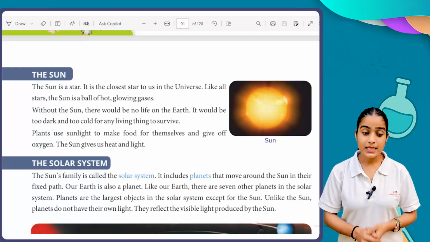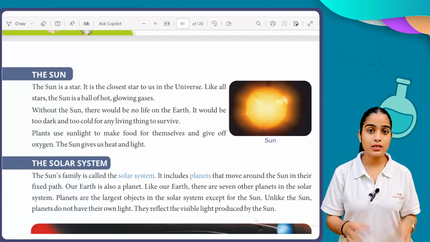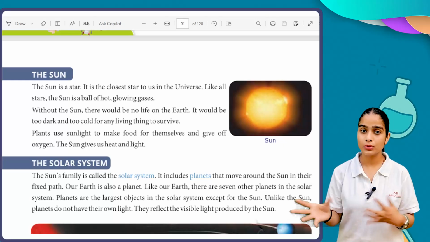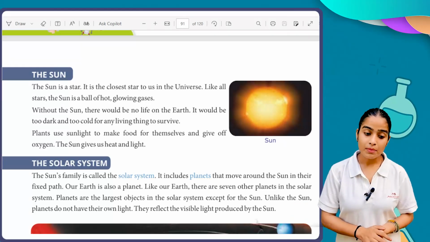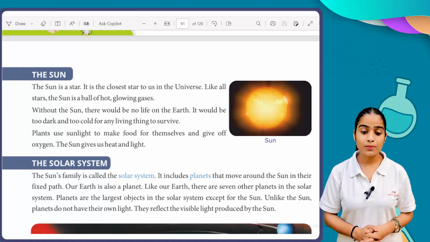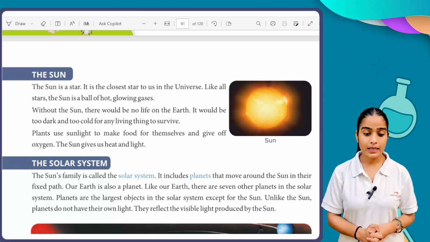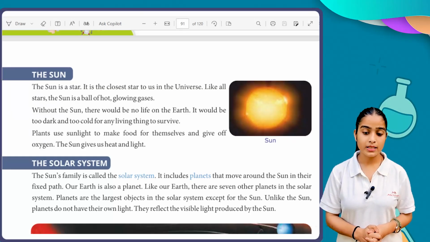Next, the solar system. First we read about the sun, and now in the solar system we have a lot of planets similar to the sun. The sun's family is called the solar system. It includes planets that move around the sun in their fixed paths. Our earth is also a planet. Like our earth, there are 7 other planets in the solar system.